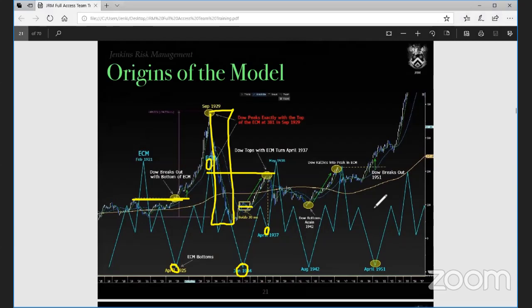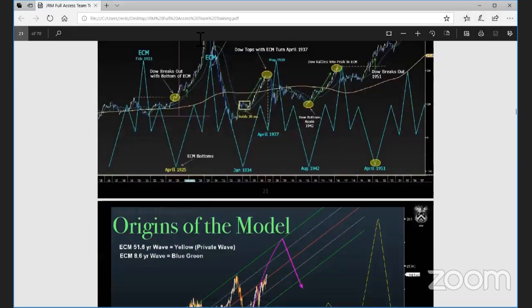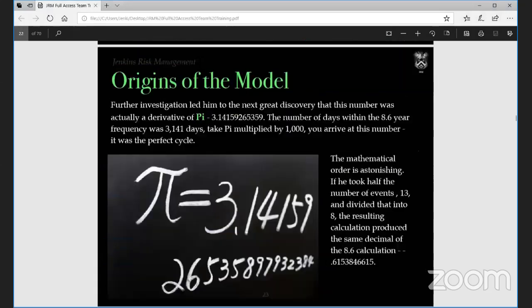But then the Dow bottomed here in 1942 at the bottom of the cycle, and then went on another rally into the top of the ECM, went sideways. And then the next major turning point, you finally had the breakout. And then the market absolutely exploded in the 50s. You had real growth in the 50s. So anyways, that's kind of what we do. We're big cycle guys, and this is why our model works well.